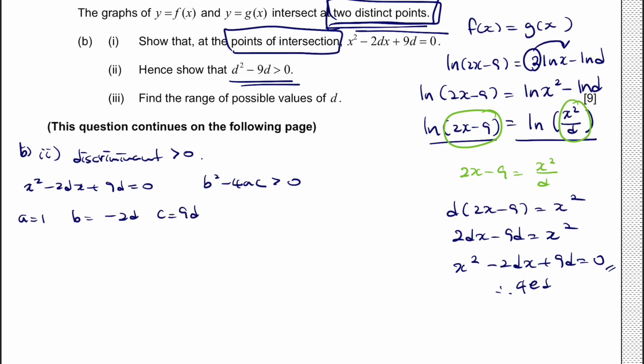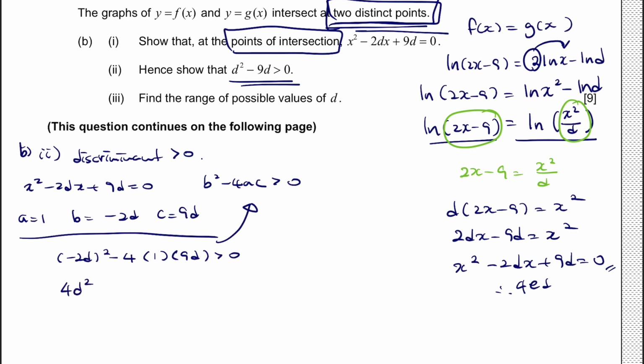So substituting these numbers into the discriminant will give us (minus 2d) squared minus 4 times 1 times 9d greater than 0, which is the same as 4d squared minus 36d greater than 0. Then simplifying everything by dividing by 4 will give us d squared minus 9d greater than 0. So we have shown that d squared minus 9d is greater than 0. Okay.